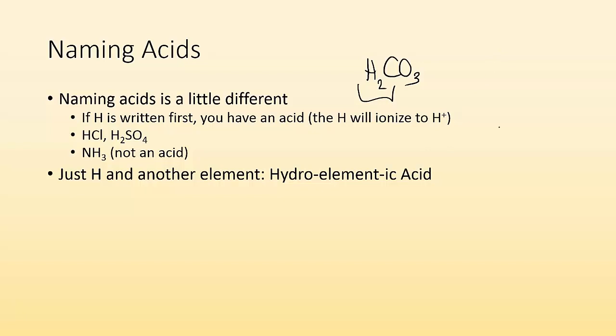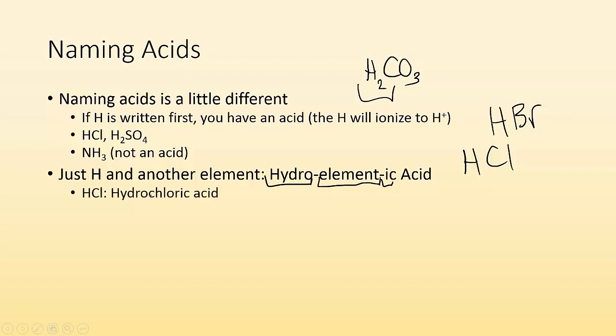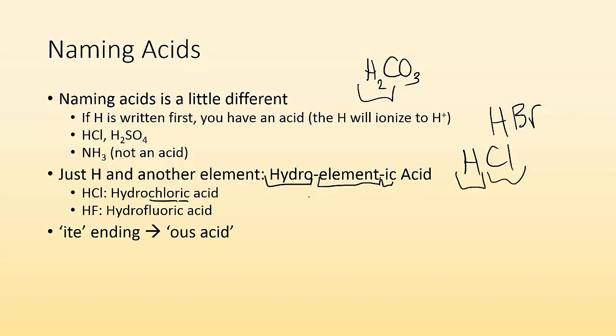If it's just H and another element like HCl or HBr, you're going to follow this pattern. It's going to be hydro, then whatever that element is, ending in ic, and then acid. So for example, HCl would be hydrochloric because it's chlorine, but you change it to ic acid. HCl, hydrochloric acid. HF, hydrofluoric acid. HBr, hydrobromic acid. So that's how you do it if it's just two elements. If it's just hydrogen and something else, you have hydro, whatever the element is, ending in ic, and then acid.